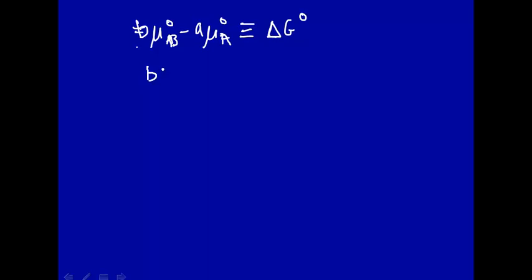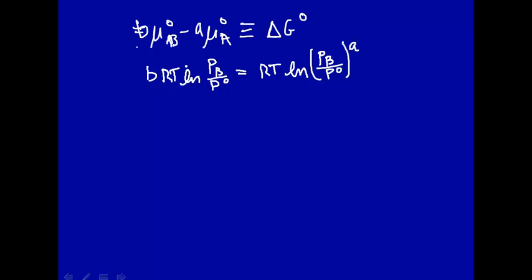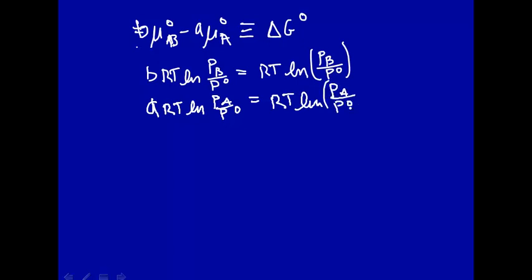And we have B RT natural log of the pressure of B divided by the standard state pressure. We can rewrite that as RT times the natural log of the pressure of B over the standard state pressure, raised to the B power. Write the same thing for A: A RT natural log of the pressure of A over the standard state pressure. That would be just RT natural log of the pressure of A over the standard state pressure raised to the A power.